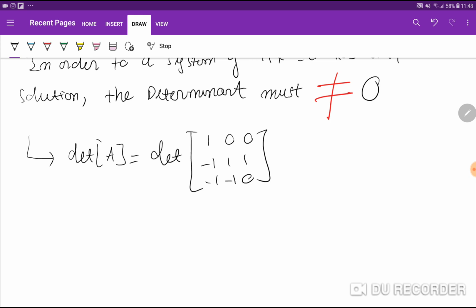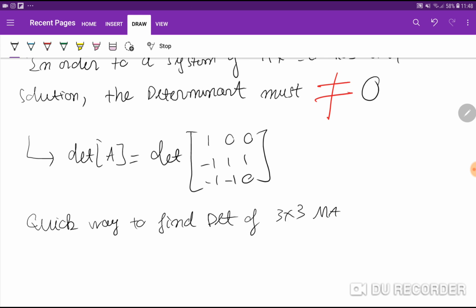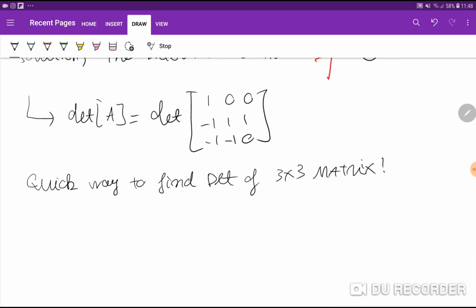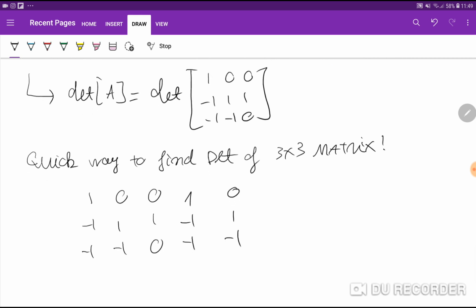Okay, I see. So there's a quick way to find the determinant of a 3 by 3 matrix. What you're going to do is rewrite the matrix: 1 0 0, negative 1 1 1, negative 1 negative 1 0. And then you rewrite the first two columns of the matrix next to it.